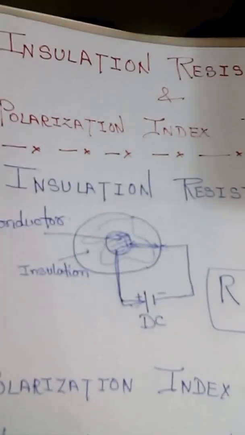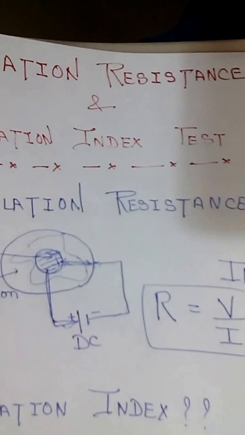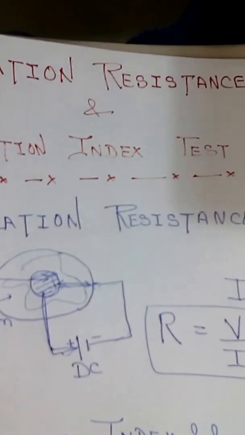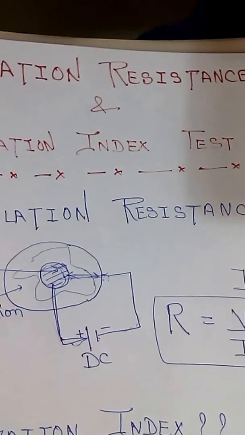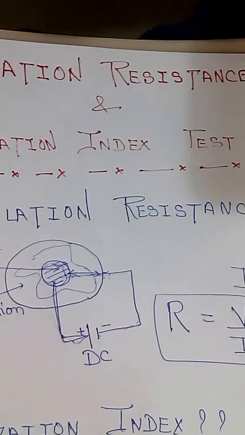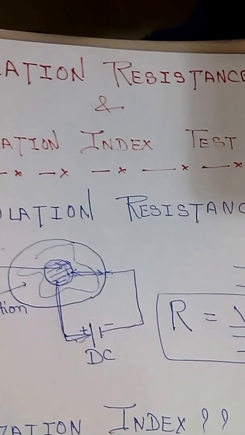Hello friends, welcome to Brain Amplifier, and today we'll learn about the insulation resistance and polarization index test and where these tests are used. Both the insulation resistance test, that is the IR value test, and the PI value test, that is the polarization index test, are conducted on high voltage machines to determine the service condition of the insulation.